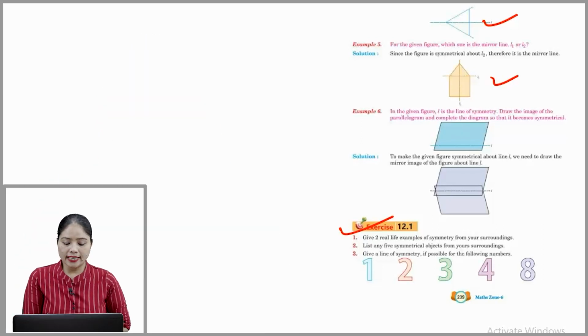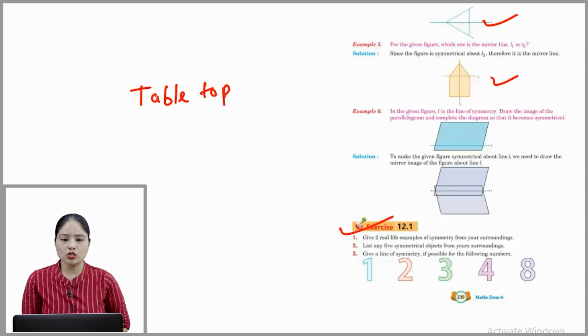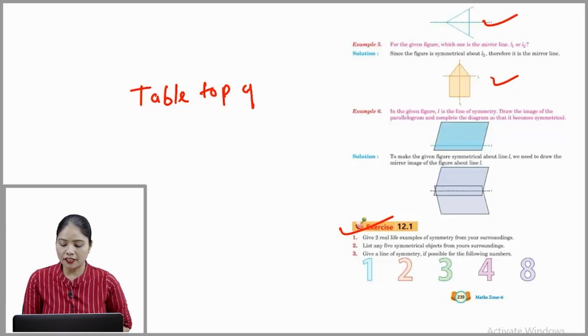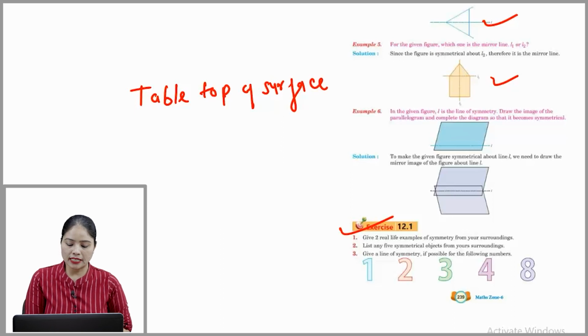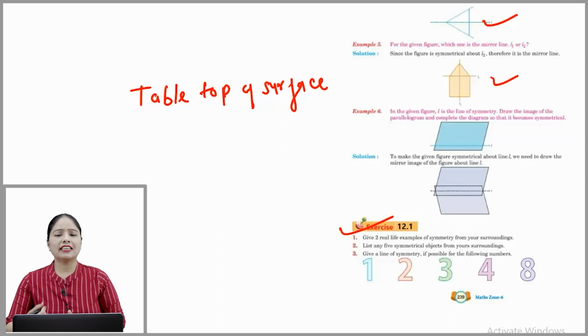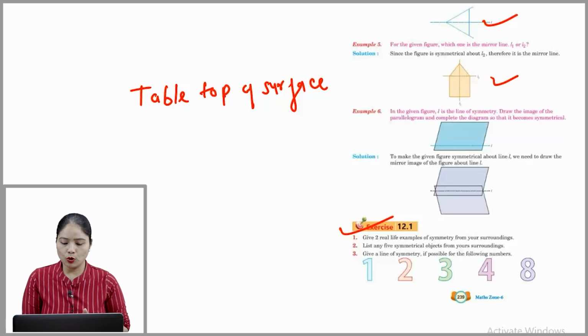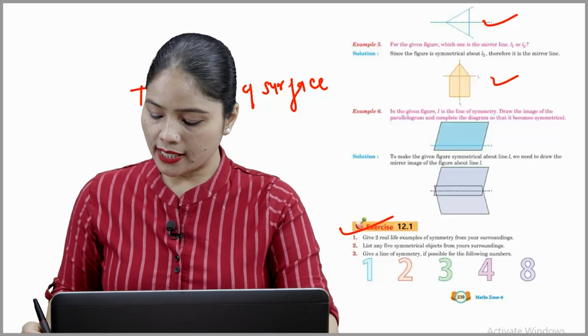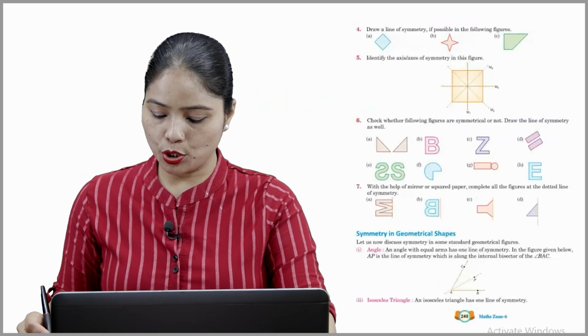So we can say that the table top surface can be made symmetrical. And we can also take a book, we can make a book symmetrical too, beta. Okay, I hope you understood well. So these are the other questions. You have to complete them on your own, beta.